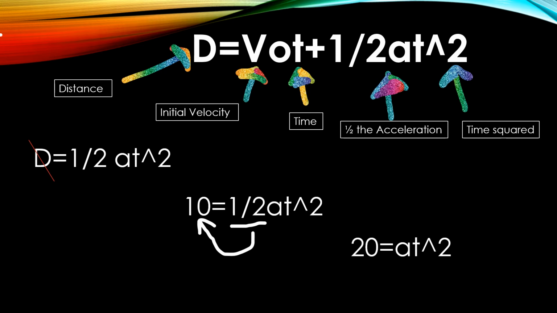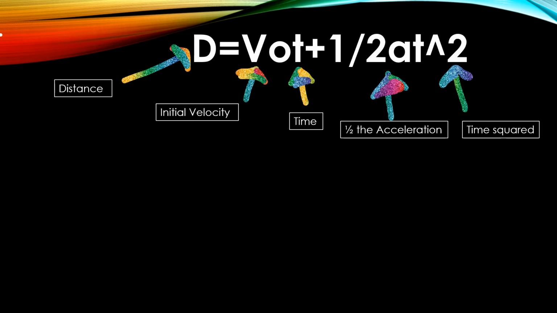The goal for the sprint is to get the shortest time. You want t squared to be as small as possible. In order to do that, you make a as large as possible. For range, you want to make d large. To do this, you need a large t or a large a, or both.